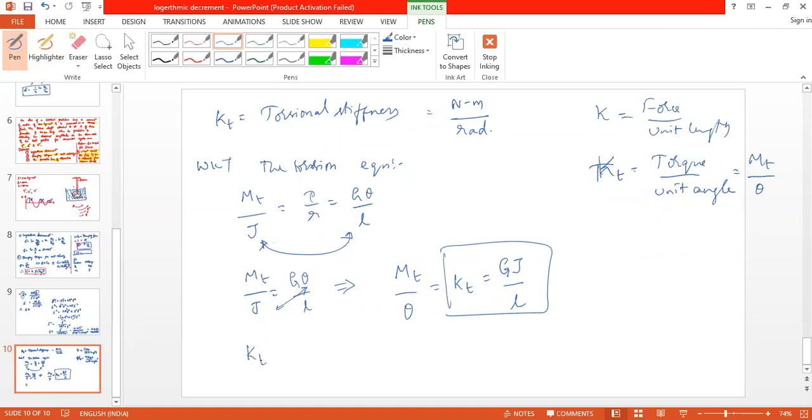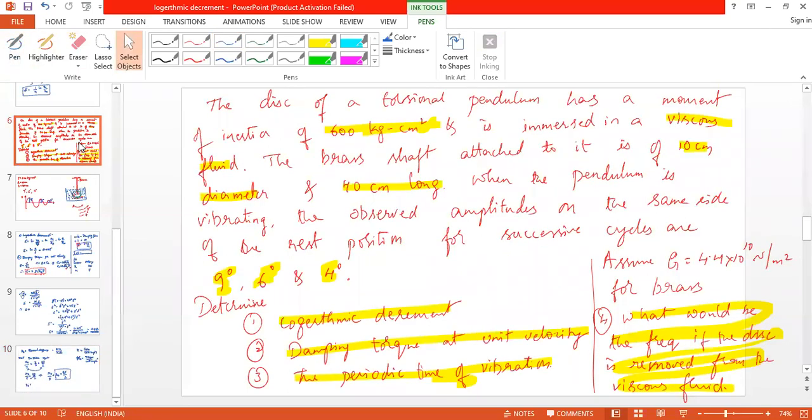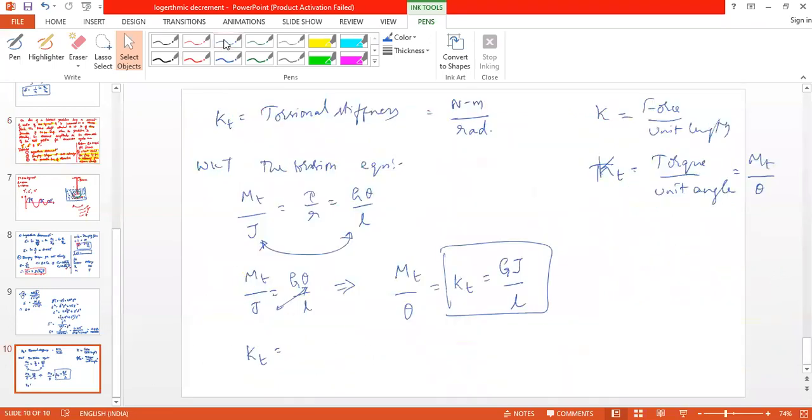So what is the value of g? It is 4.4 into 10 power 10 Newton per meter square. So this you need to keep in mind. That is multiplied by j, and divided by l.